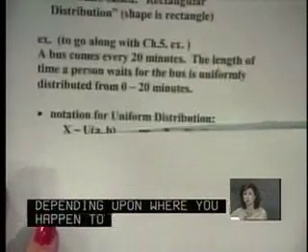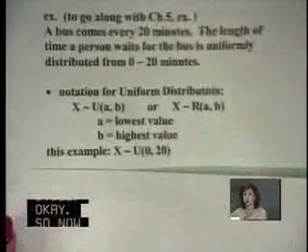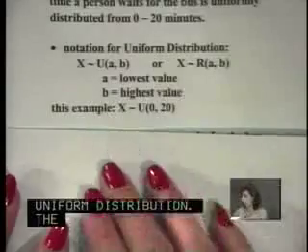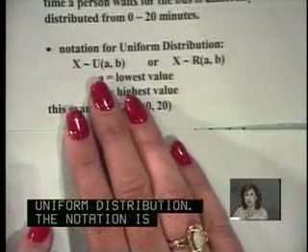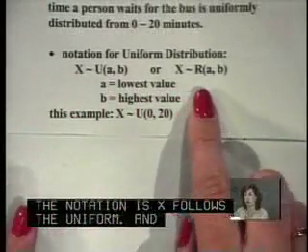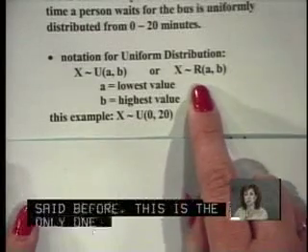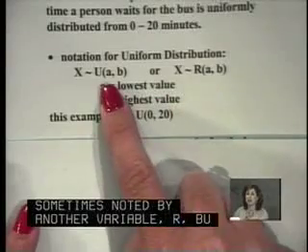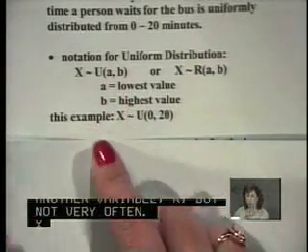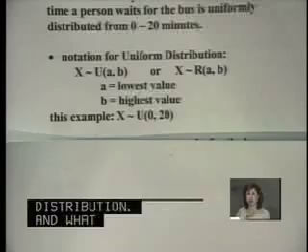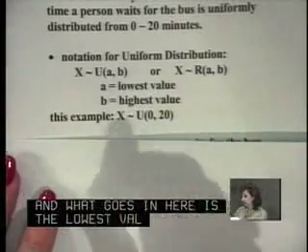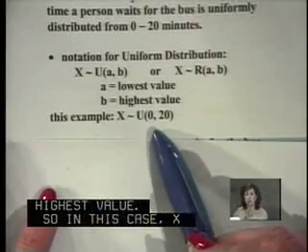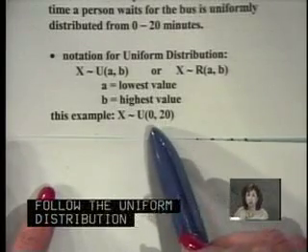Okay, so now we're going to use the notation for the uniform distribution. The notation is x follows the uniform, and as I said before, this is the only one that is sometimes noted by another variable, r, but not very often. X follows the uniform distribution, and what goes in here is the lowest value and the highest value. So in this case, x would follow the uniform distribution going from 0 to 20.